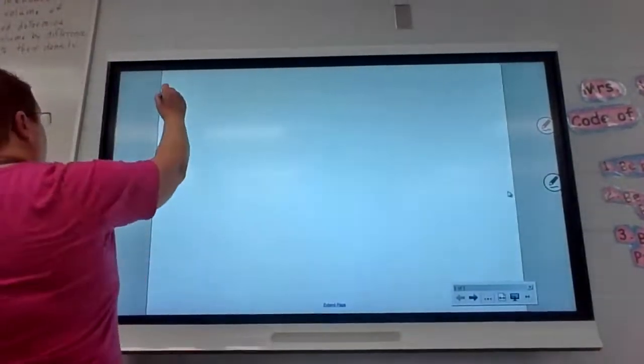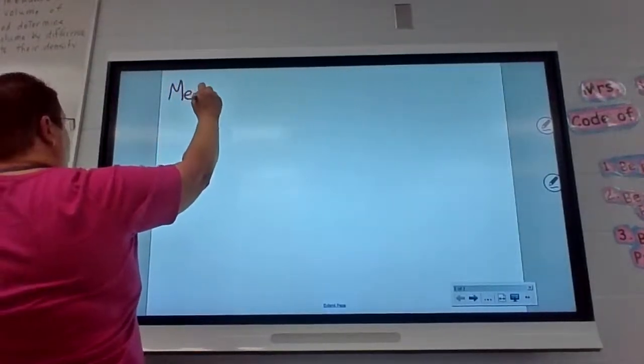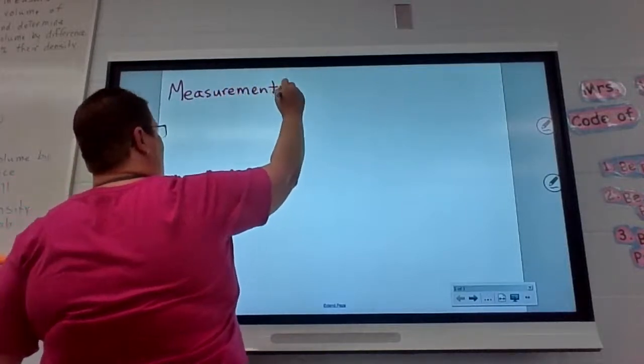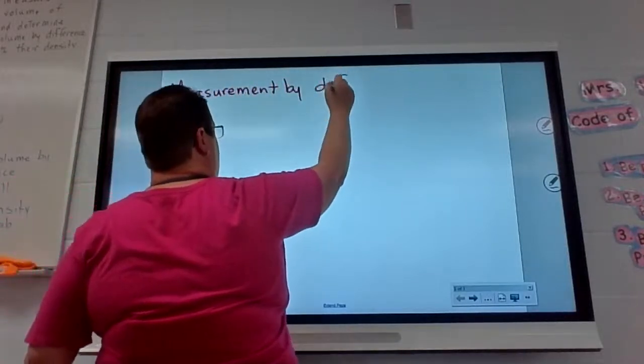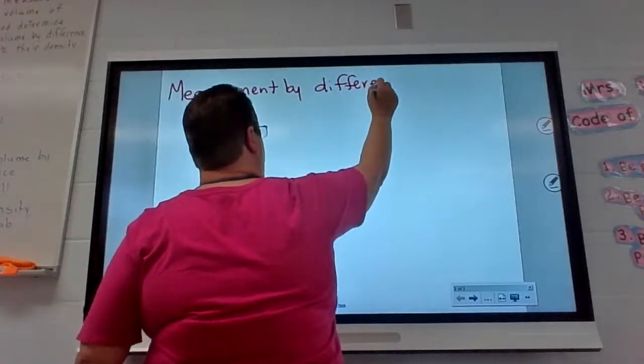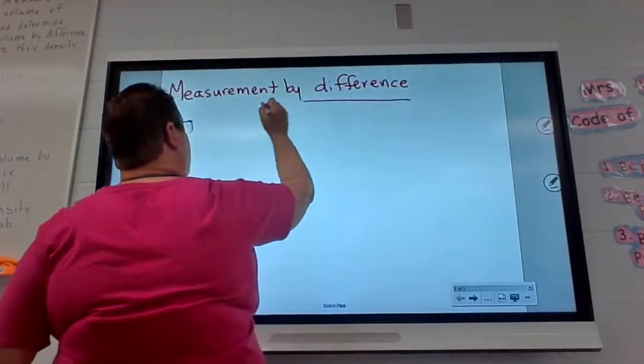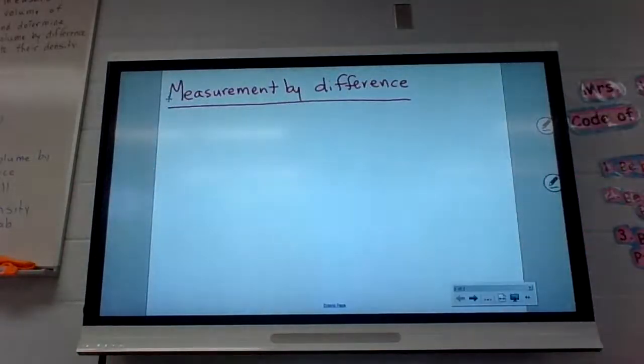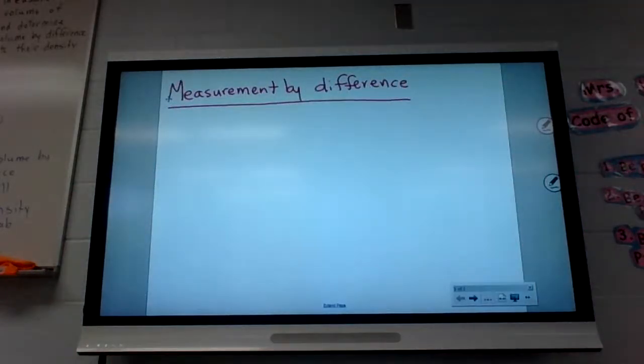All right, what we're going to talk about is measurement by difference. And you did this yesterday, so we're just going to talk about it because 3 of the 4 activities you're going to do in this lab are going to require you to do measurement by difference. 3 of the 4 are going to require this.